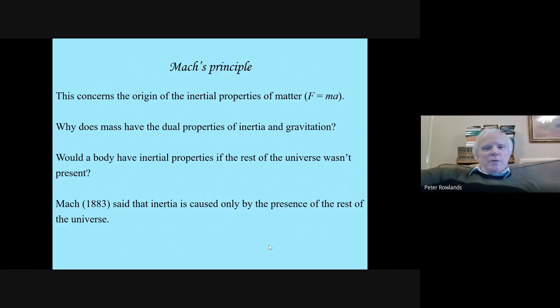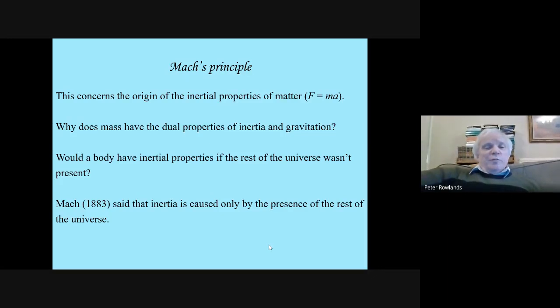And this is about the inertial properties of matter. So why does mass have dual properties of inertia and gravity? Charge doesn't have dual properties. It only has attractive and repulsive forces. It doesn't have something equivalent to inertia. Though it produces inertia, it isn't intrinsic to charge.